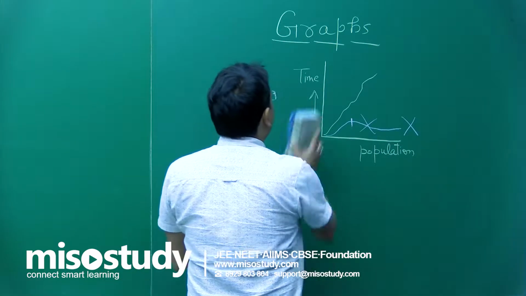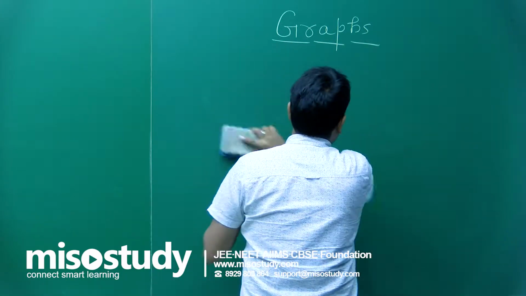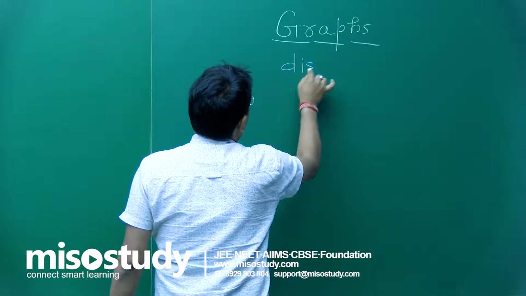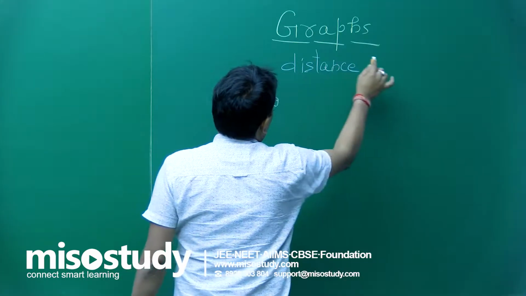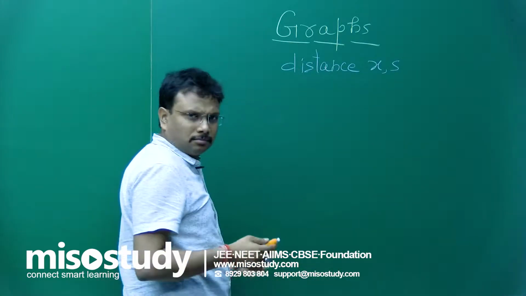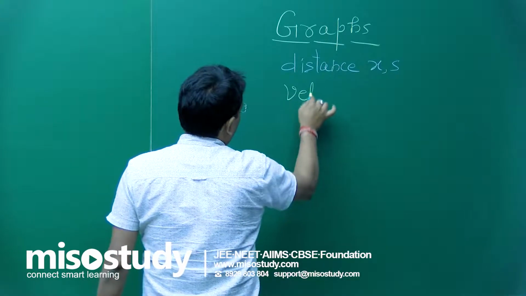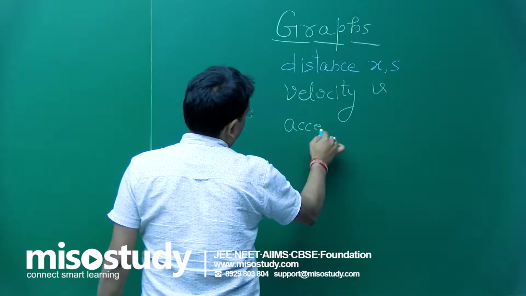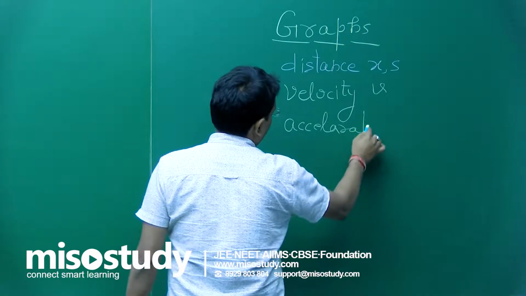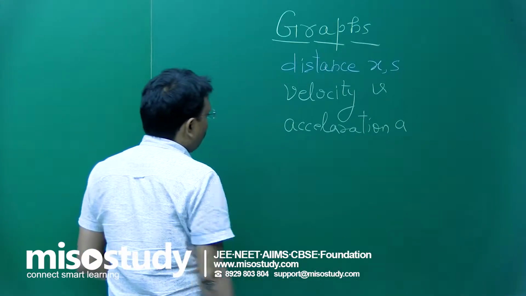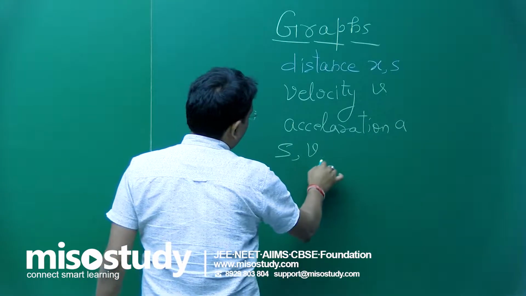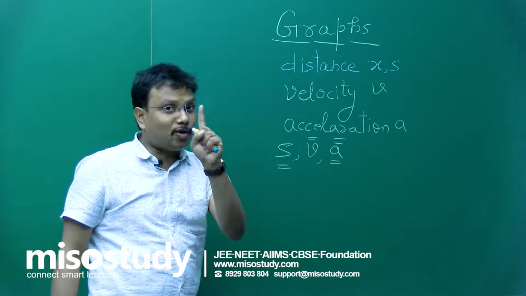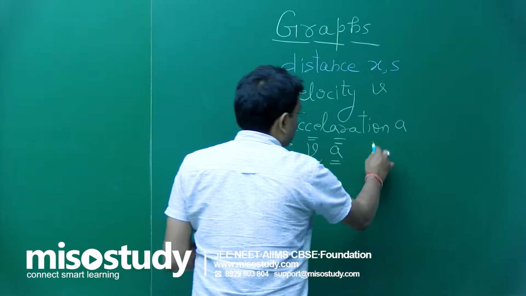In kinematics, meaning motion in a straight line, we basically have four quantities. One is distance, normally represented by x or s. Next is velocity, v. Next is acceleration, a. So simply, I can say s, v, a, these three quantities are related to each other by a common quantity, and the name of that quantity is time.